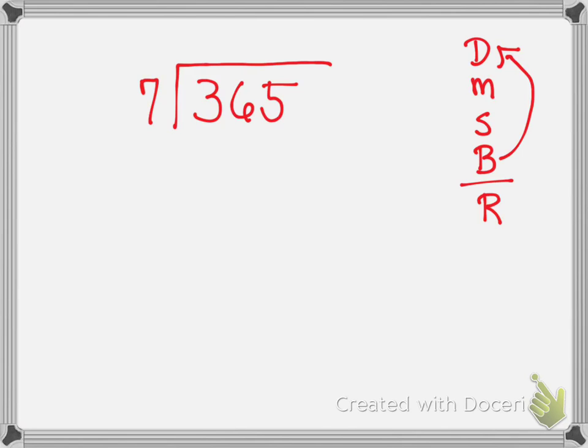7. Can 7 go into the 300s? No, it can't. So we're just going to put an X there as a placeholder. Can 7 go into 36? Yes, it can. It can go in 5 times.